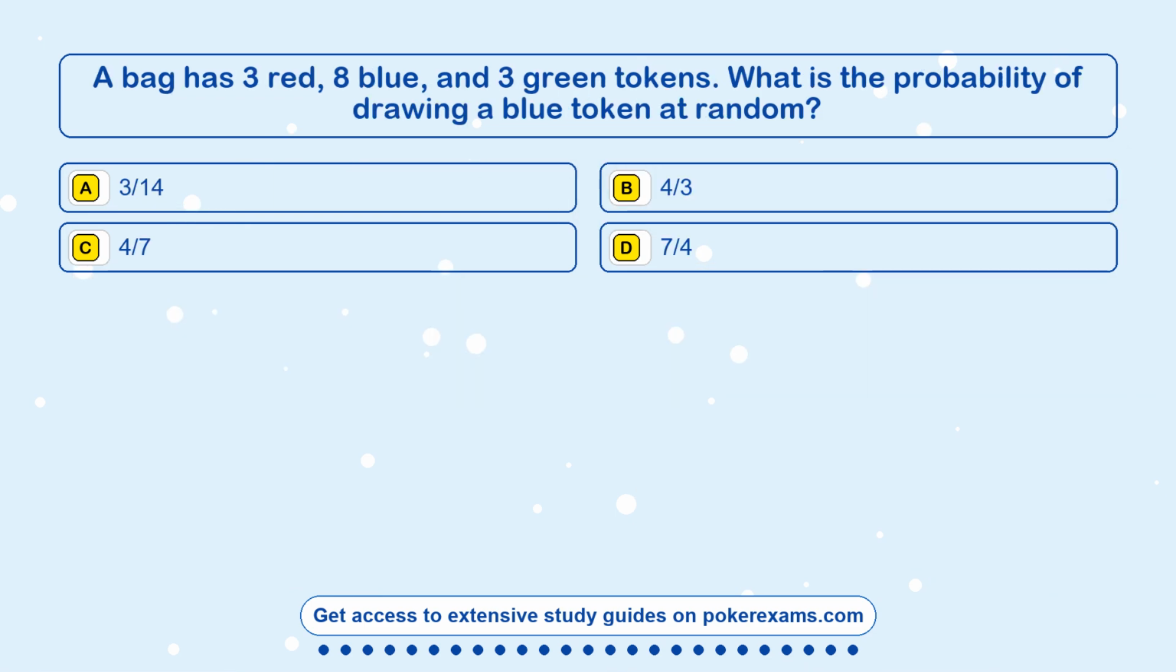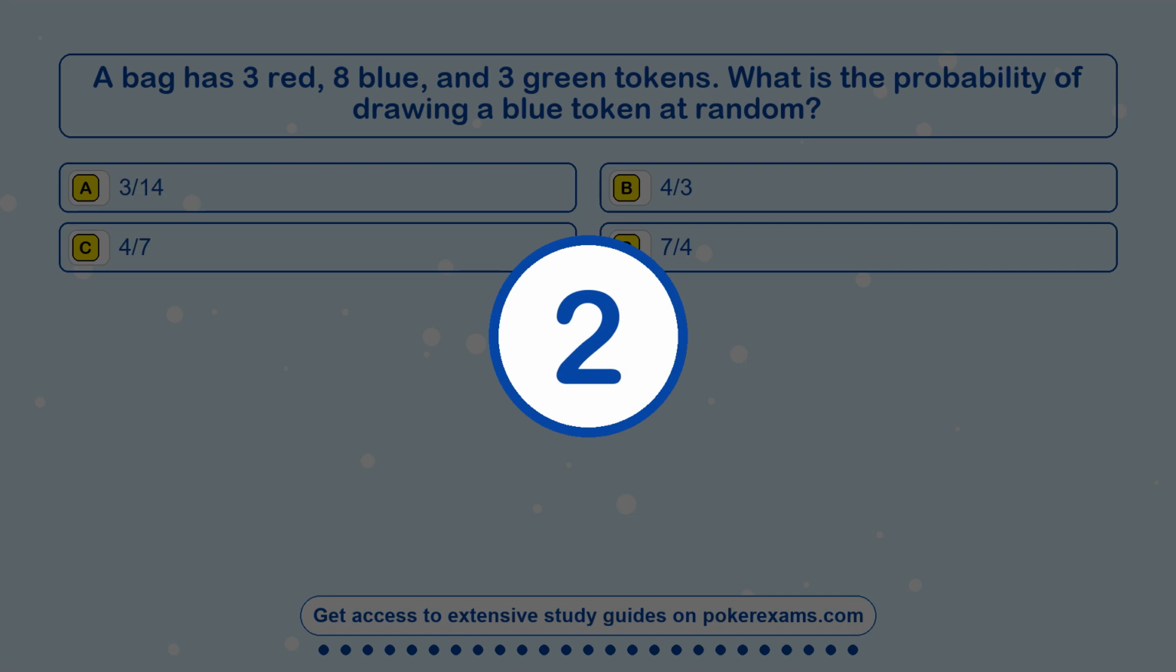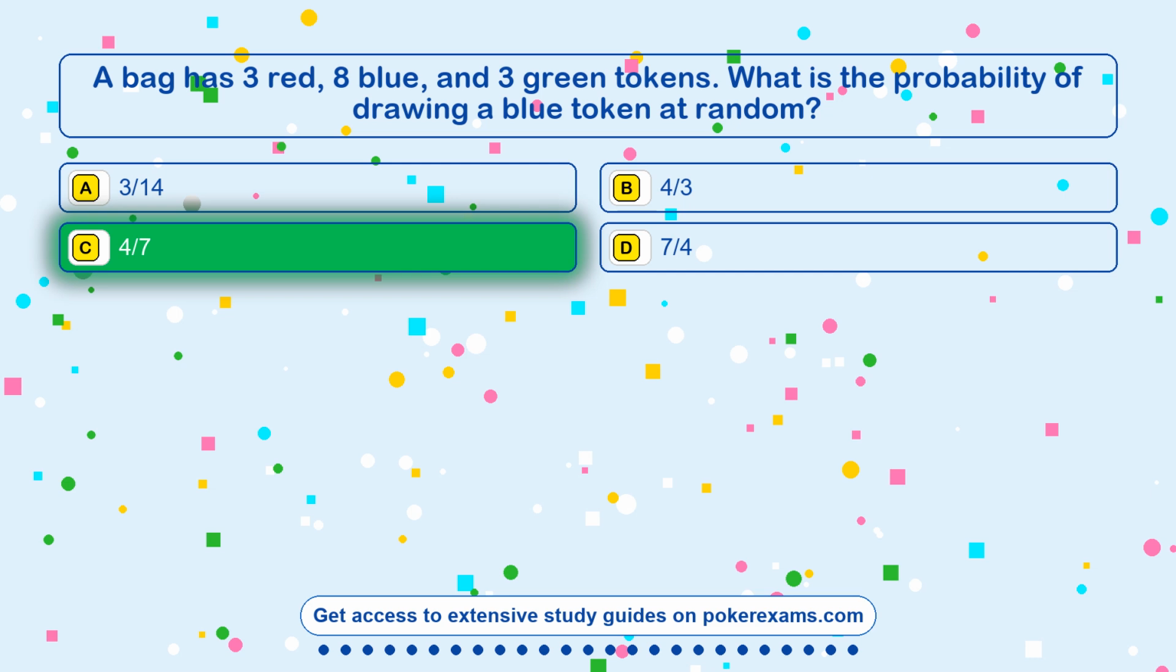Question 22. A bag has 3 red, 8 blue, and 3 green tokens. What is the probability of drawing a blue token at random? Option A 3/14. Option B 4/3. Option C 4/7. Option D 7/4. The correct answer is option C, 4/7.